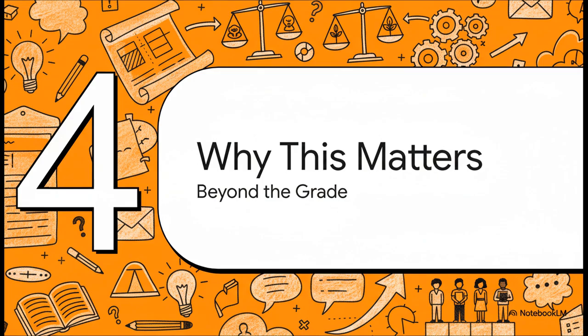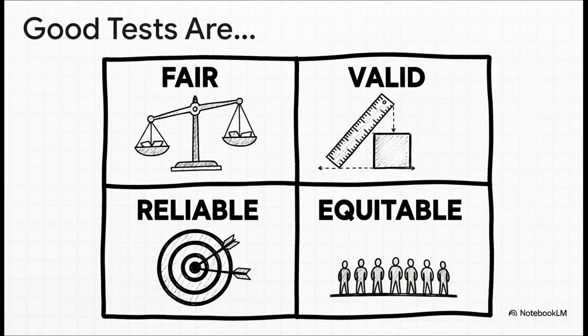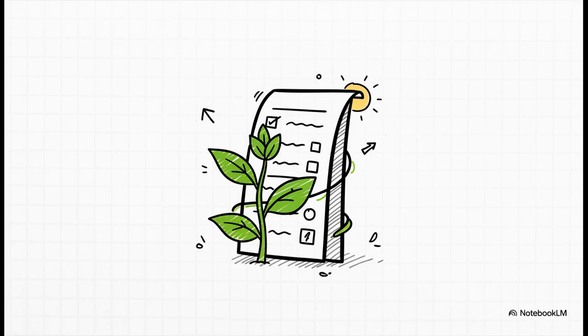So, why do we go through all this trouble? Why put so much thought into writing a test? Well, because it's about something so much bigger than just a letter grade on a piece of paper. A good test has to be four things. It's got to be fair, giving everyone an equal chance. It has to be valid, which means it actually measures what it claims to measure. It needs to be reliable, so it gives consistent results. And it has to be equitable, creating a level playing field for everyone. When you get right down to it, a well-designed test does way more than just measure what you know. It actually becomes part of the learning process itself. It's a tool for teaching, not just a tool for grading.